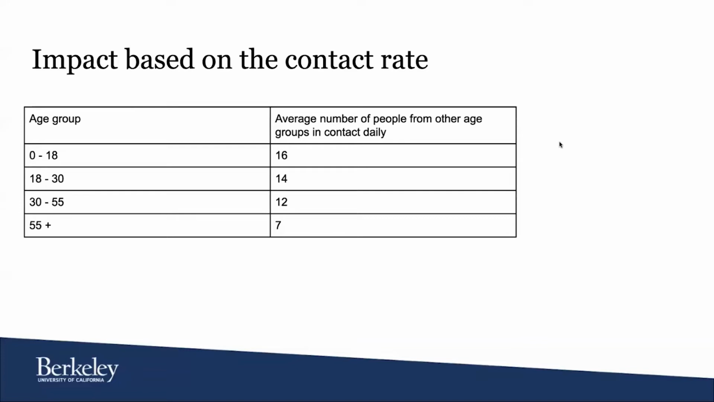So here we have the data for the contact rate. This shows how many people a person from a particular age group comes in contact with every day from other age groups. So that means that someone from the age group of 0 to 18 on average comes in contact with 16 other people who don't belong to the 0 to 18 age group every day. This relates to the transmissibility of the virus. So if we vaccinate an age group which meets other age groups more frequently, we would reduce the transmission of the virus.